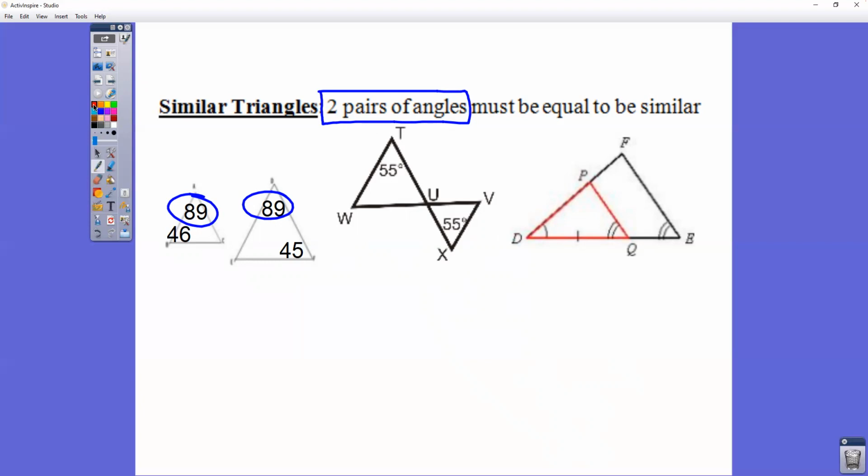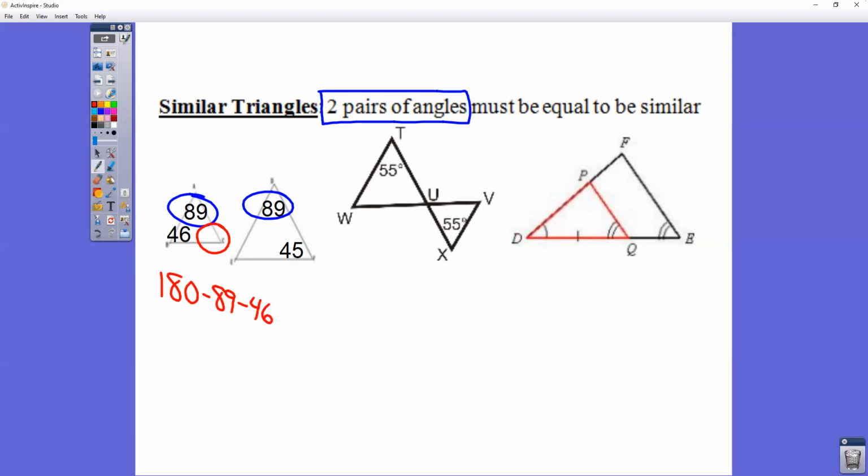Now it looks like you have a 46 and a 45. It looks like that would be a no, but you need to find this missing angle first. The way that we find a missing angle, since the 3 angles of a triangle add up to 180, is to take 180 and subtract out the 2 angles that you know.